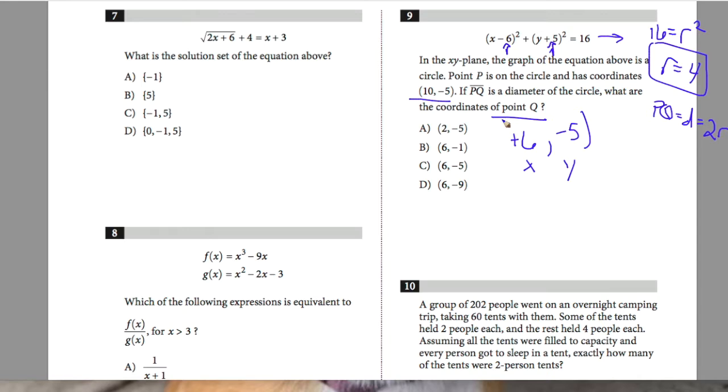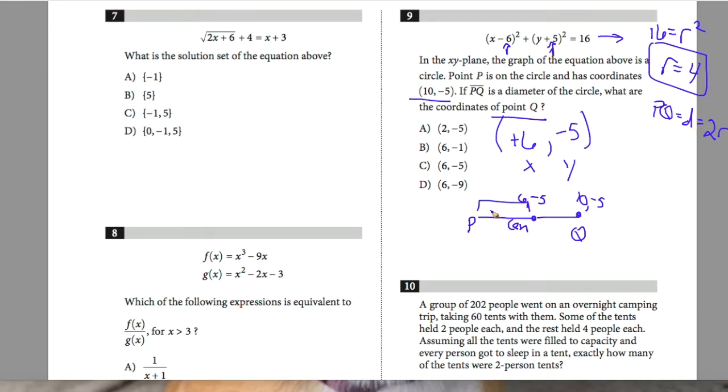I see that my center is in line with the other point that they give me. So this is my P. This is like just saying this is my (10, -5), and this is my center. And they want to know what is my Q, because they're trying to figure out what is P and Q. Well, my center to my P, if this here is 6 and -5, and my P is 10 and -5, well, these are 4 apart from each other. They're on the same line, and my radius here is 4 on both sides.